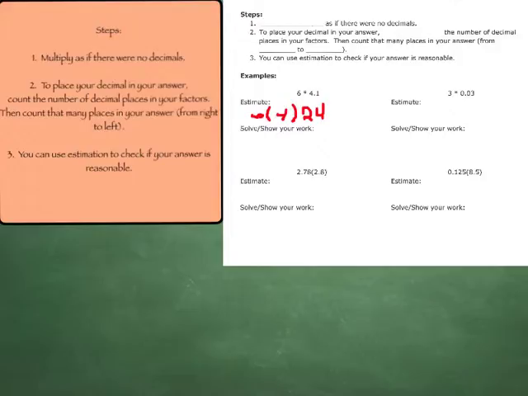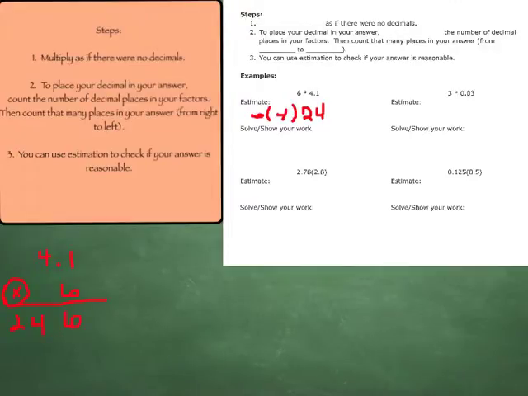Now let's solve the problem. I always do the longer number on top. Remember, I did not say the bigger number, I just said the longer number. So 4.1 times 6, and in this case it doesn't matter if you use an x or not because it's written vertically. And then you multiply like you normally would. 6 times 1 is 6. 6 times 4 is 24.